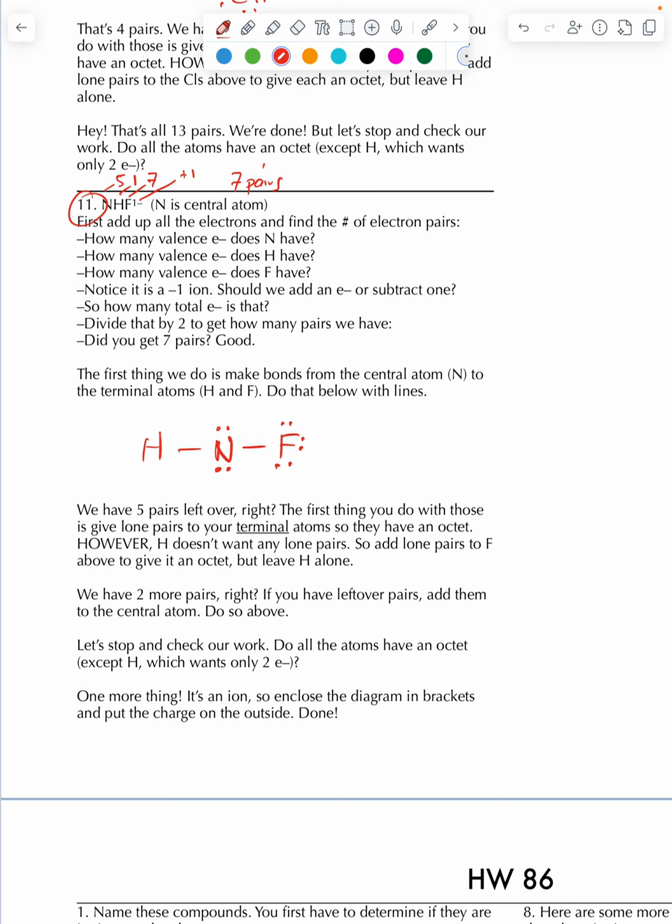Now, check. Does our central atom have 8 electrons? Yeah. So we're okay. We don't need a double bond. In fact, hydrogen will never form a double bond. It always just forms a single bond with no lone pairs. And our halogens always just form a single bond with 3 lone pairs. But what's the last thing we need to do? Put brackets. Okay.